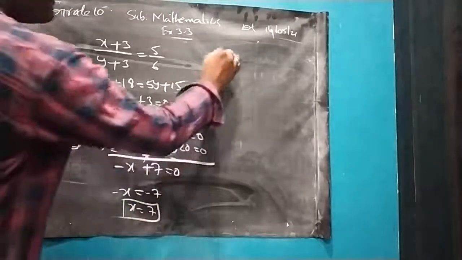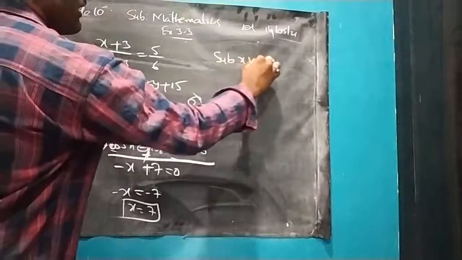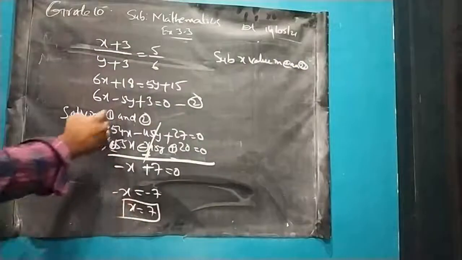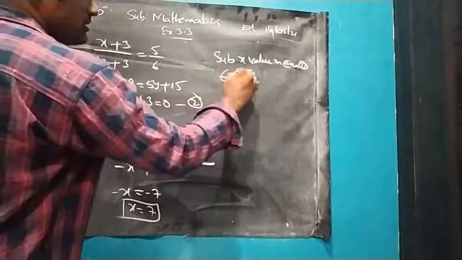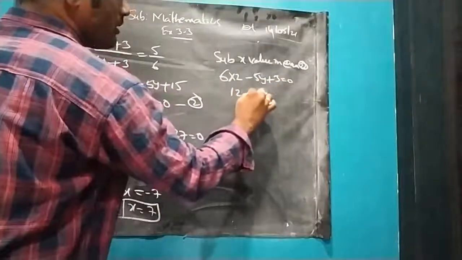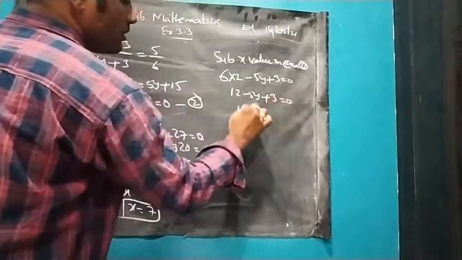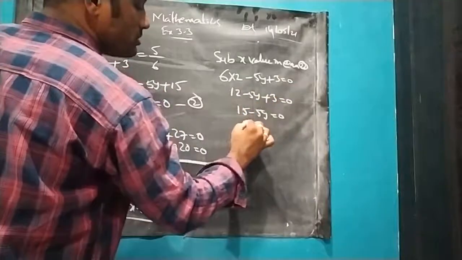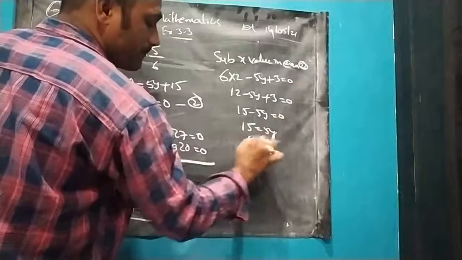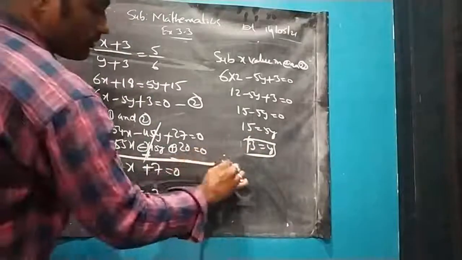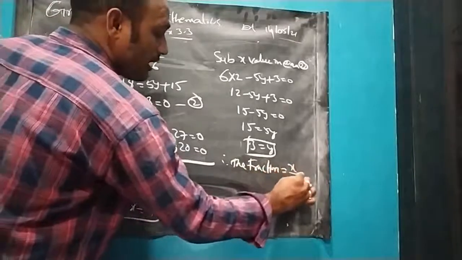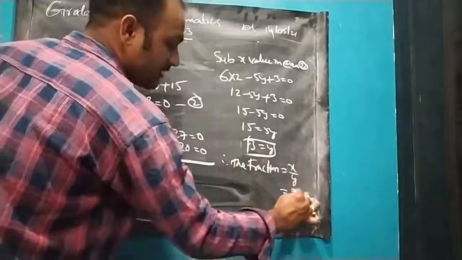So substitute the x value in equation 2. If you are substituting the x value in equation 2, what are we going to get here? 6 into 2 minus 5y plus 3 is equal to 0. 12 minus 5y plus 3 is equal to 0. 15 minus 5y is equal to 0. 15 is equal to 5y. y value is 3. Therefore, the fraction, what is the fraction we have assumed? x by y, that is 7 by 3.